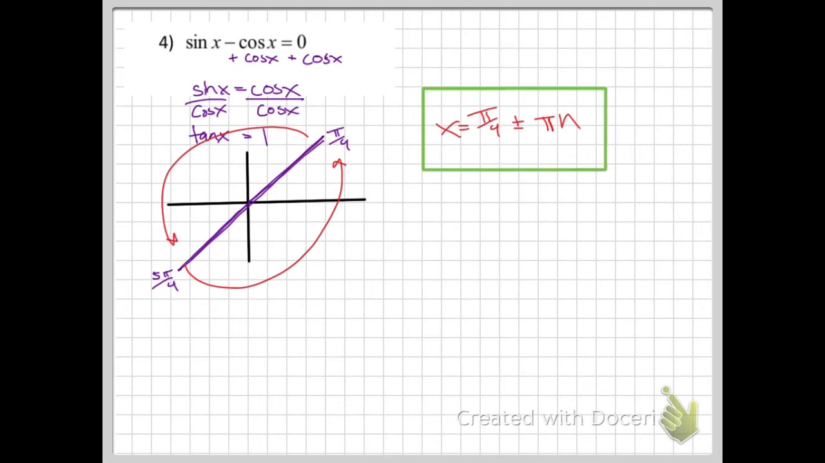So if you're going to divide by a trig function, notice I didn't cross anything out on that side. I just transformed this to its actual equivalent solution.